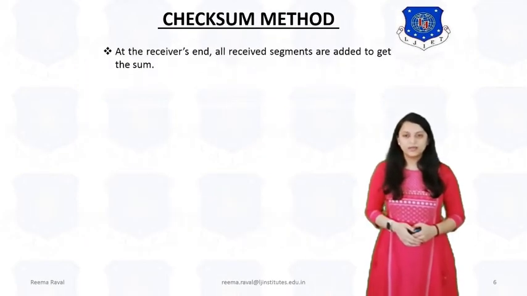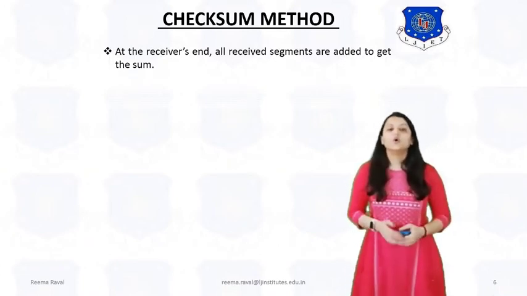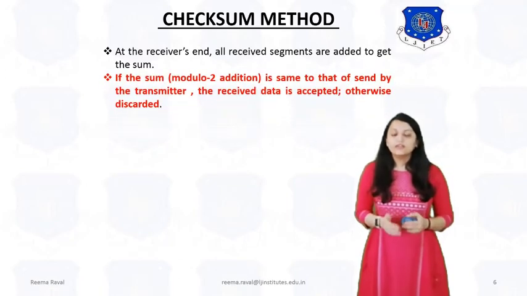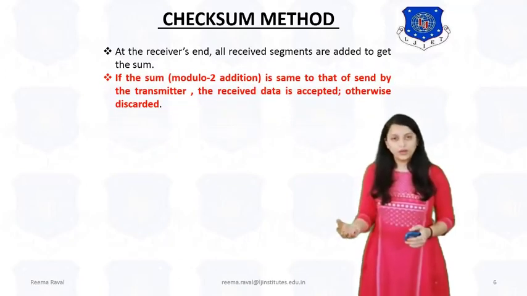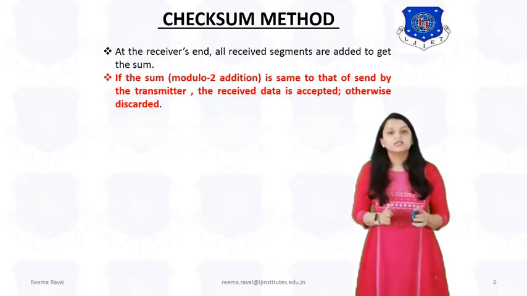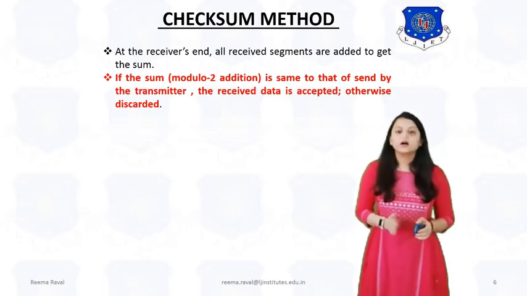So in the checksum method, at the receiver's end, all received segments are added to get the sum. If the sum, or you can say modulo 2 addition, is the same as that sent by the transmitter, the received data is accepted, otherwise it is discarded.